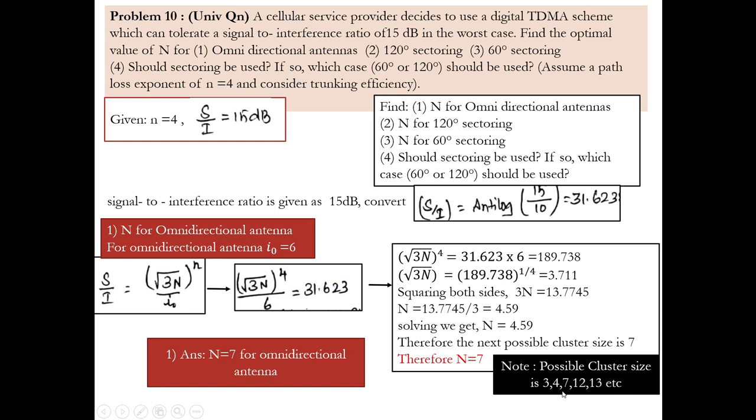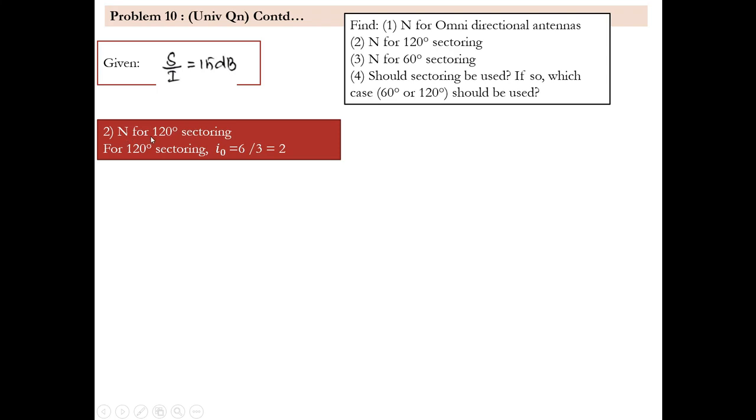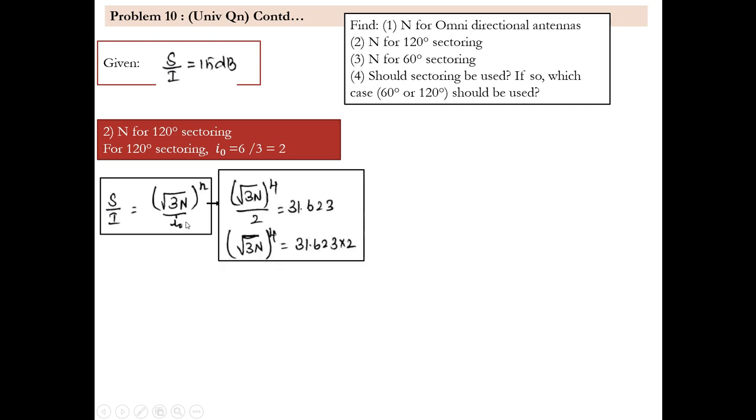Let's repeat this for the second case. So 120-degree sectoring. Now let us determine n for 120-degree sectoring. For 120-degree sectoring, the number of interfering cells, as we have discussed earlier, I0 will become 2. So let us consider the formula. S by I is equal to square root of 3n raised to the power of n divided by I0. Let us substitute the values. So we have square root of 3n raised to the power of 4. That is the path loss exponent is given as 4. So raised to the power of 4 divided by 2. That is, the number of interfering cells is now reduced to 2. So you get, which is equal to 31.623.